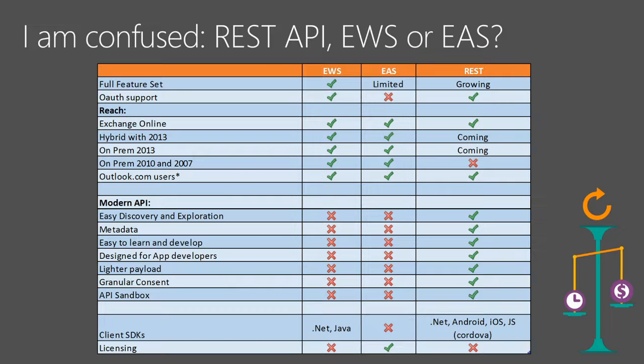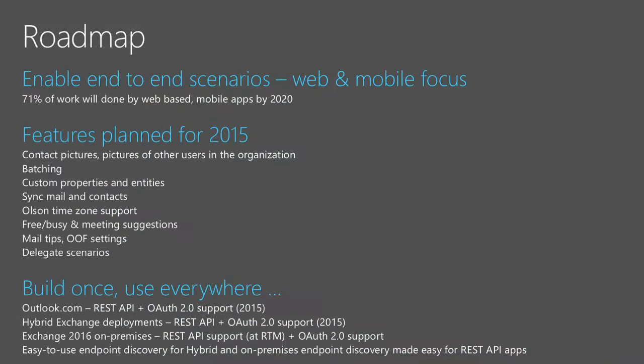For Exchange 2013, EWS might be an option, but we are considering backporting the REST APIs and lighting up the OAuth support for that as well. So we may end up supporting it, don't know yet. I think we'll know in a few months. We'll be able to provide more clarity on that.